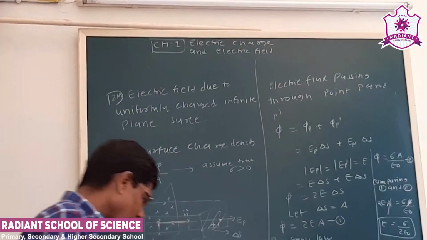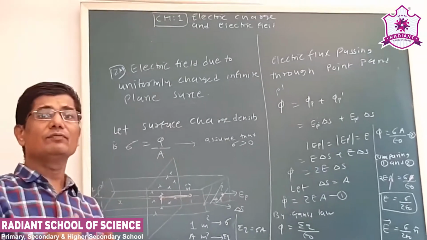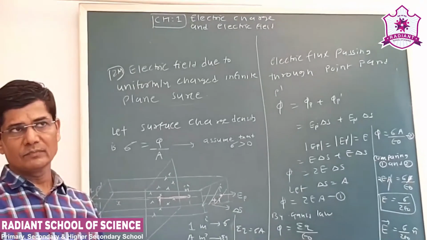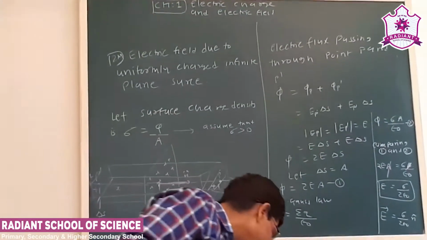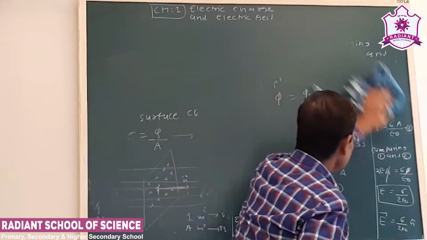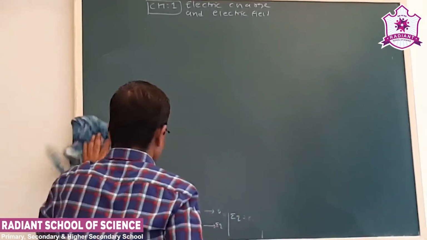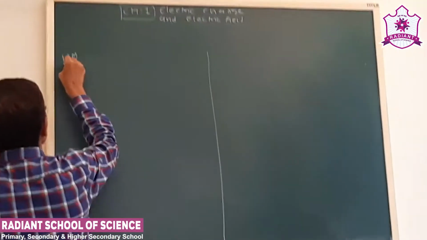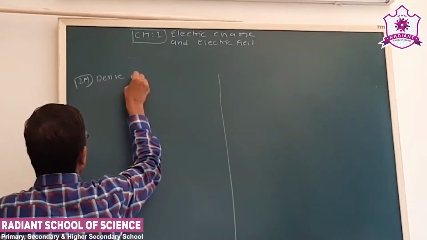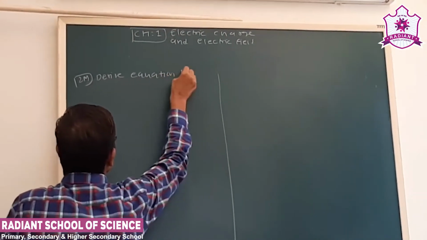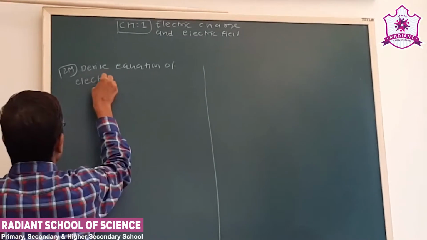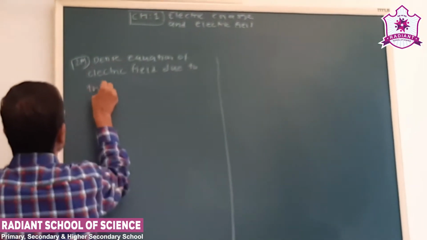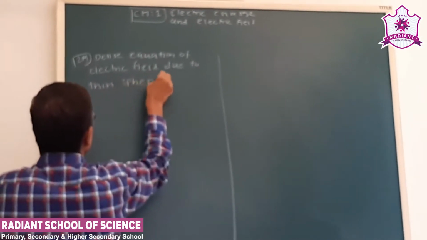Next we have to see the electric field due to a uniformly charged thin spherical shell. A shell is a hollow sphere. So next we derive this. The question will be asked like this: derive the equation of electric field due to a thin spherical shell.